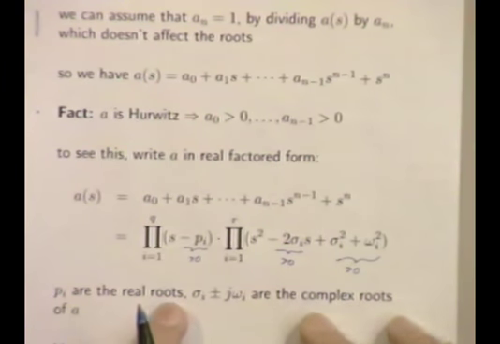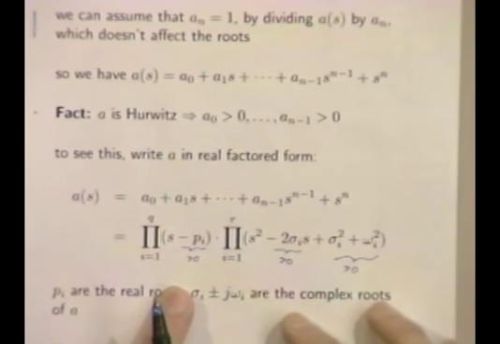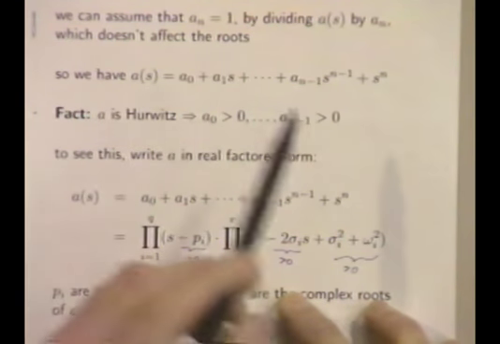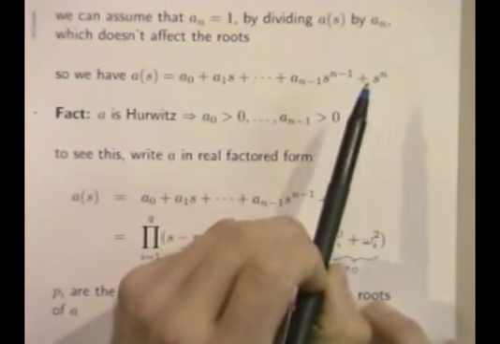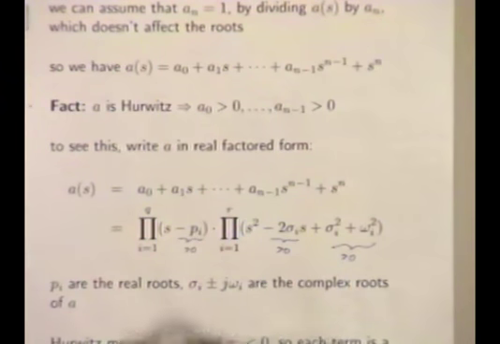So the conclusion is a stable system has all coefficients greater than 0. The right way to say it is when they all have the same sign. The reason why we say positive, greater than 0, is because by dividing by a sub n, we've made one of the coefficients exactly 1. So that restricts the sign to be the positive sign.